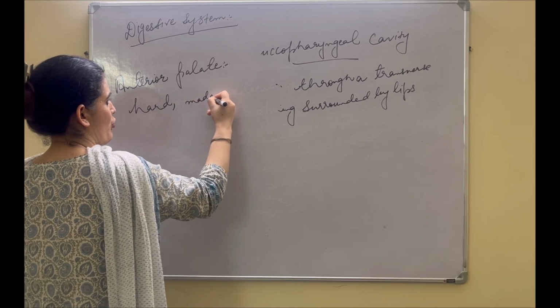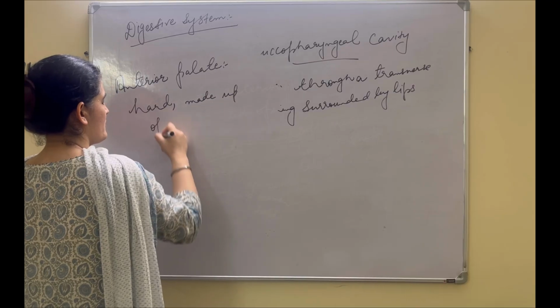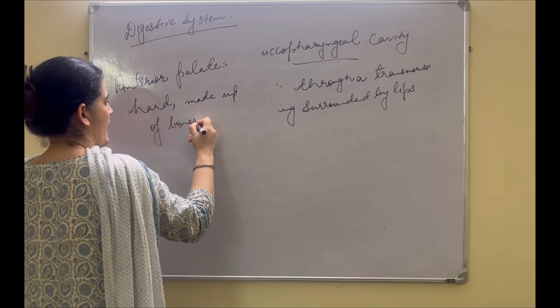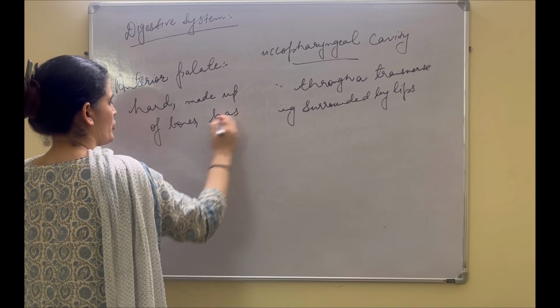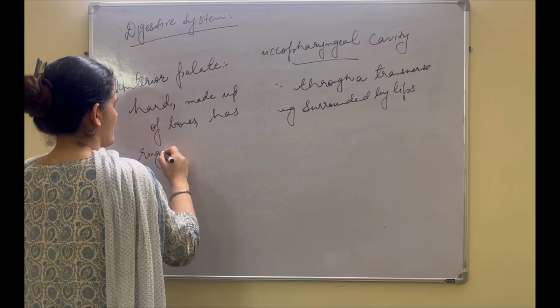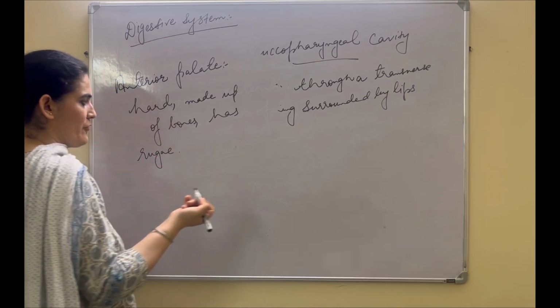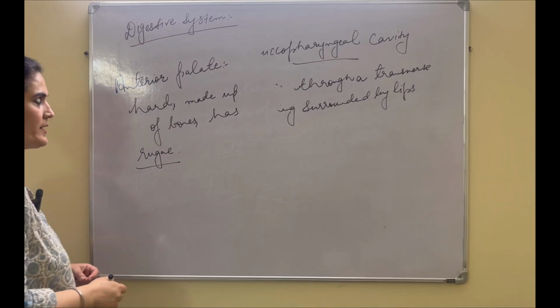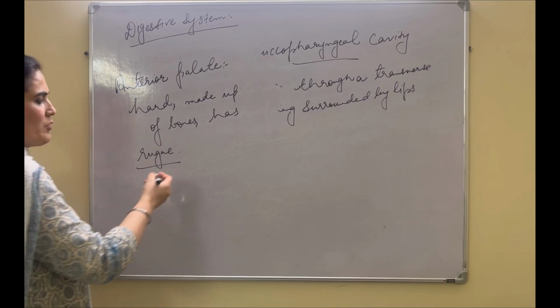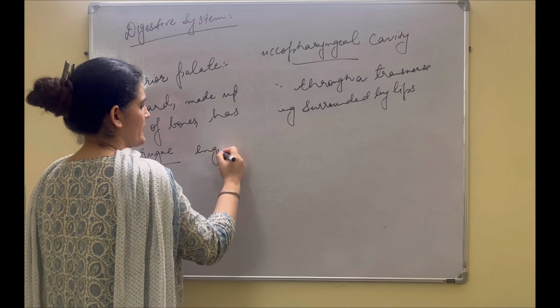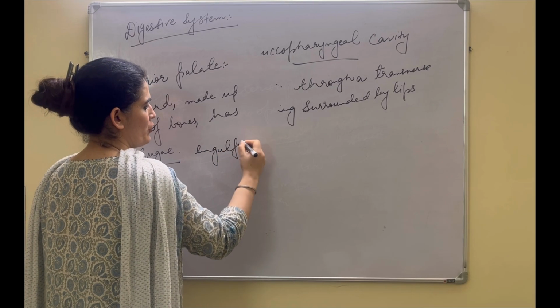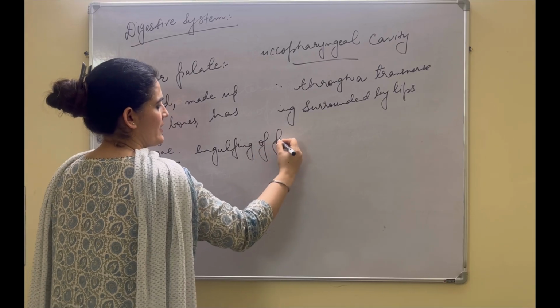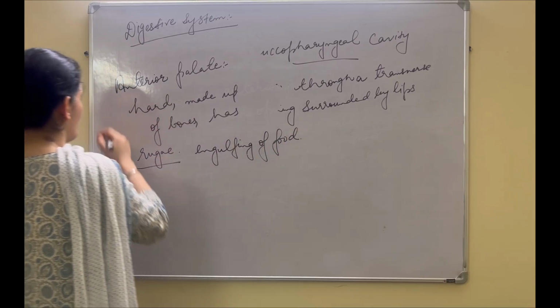It is made up of bones, and it has rugae on its surface, like folds. Rugae means folds. And the function of this anterior palate is engulfing of food. It helps in the engulfing of food.